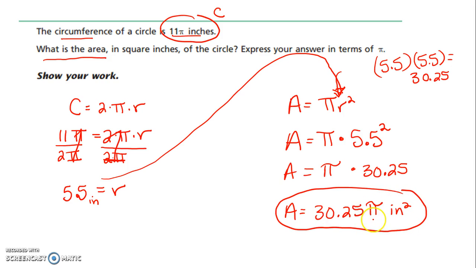Don't lose your pi. And because they want it left in terms of pi, we don't do a nice approximation. We leave it as that. Hopefully that just helps us see what type of word problems we might see from New York State regarding circumference and area.